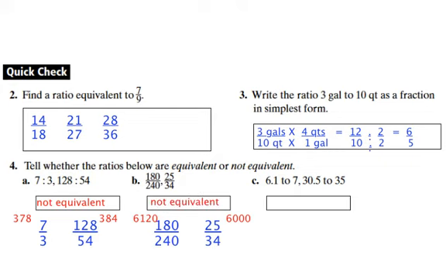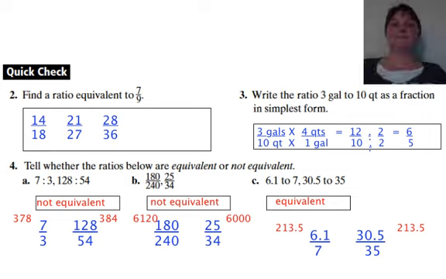For example C, we have 6.1 to 7 and 30.5 to 35. We write them both as fractions, so 6.1 over 7 and 30.5 over 35. We're going to cross multiply 35 times 6.1, which is 213.5. Then we cross multiply 7 times 30.5, which is also 213.5. Since the two products are equal, the two ratios are equivalent.